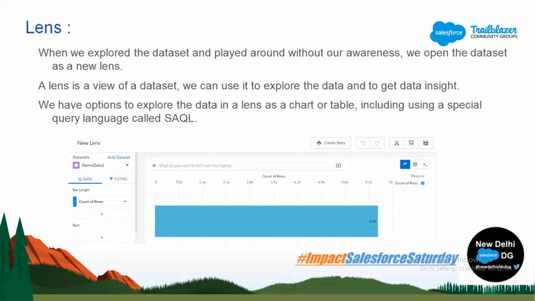Our data set has been created. Now to see what we have in the data set, that particular information we can see, or we can play with that data, using what is called a lens. As mentioned, when we explore the data set, it means we have opened the data set as a new lens. So when we open the data set, it becomes a new lens. Now in that new lens, we will play with the data.